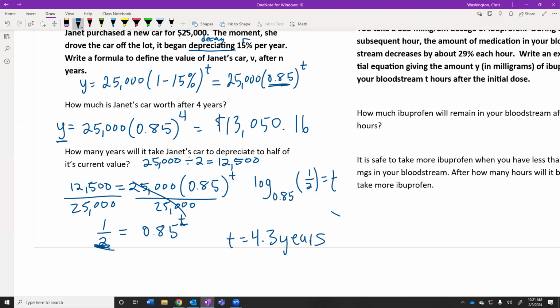And that is exponential growth and decay word problems. The other two on the notes are very similar to the ones we just did. We would solve them the same way. We would set everything up the same way.